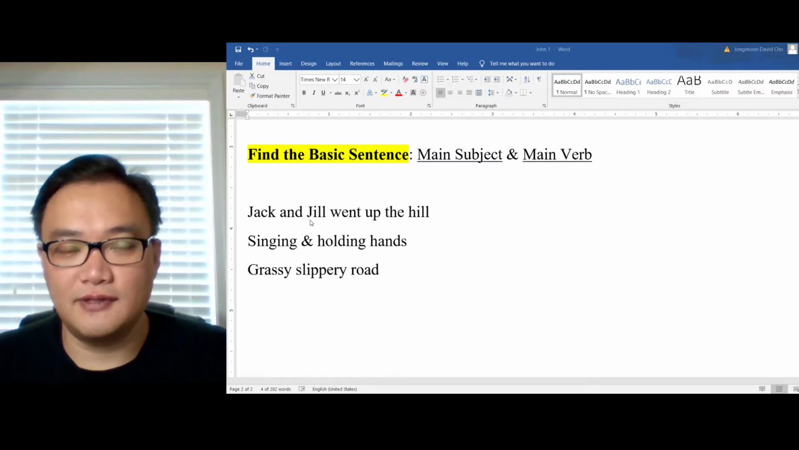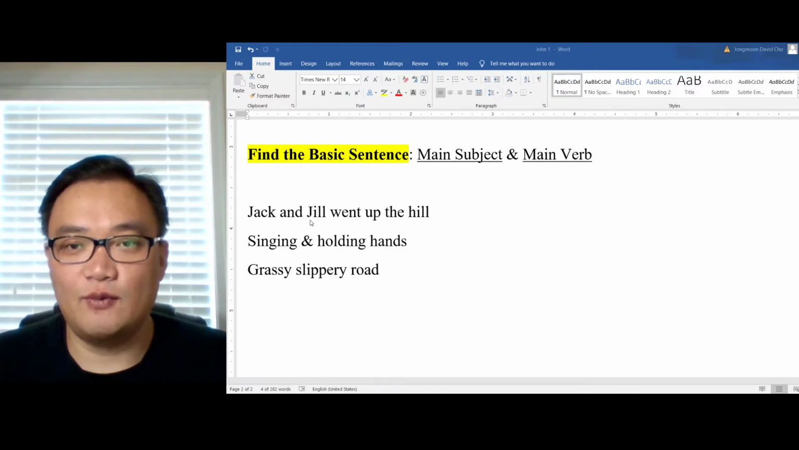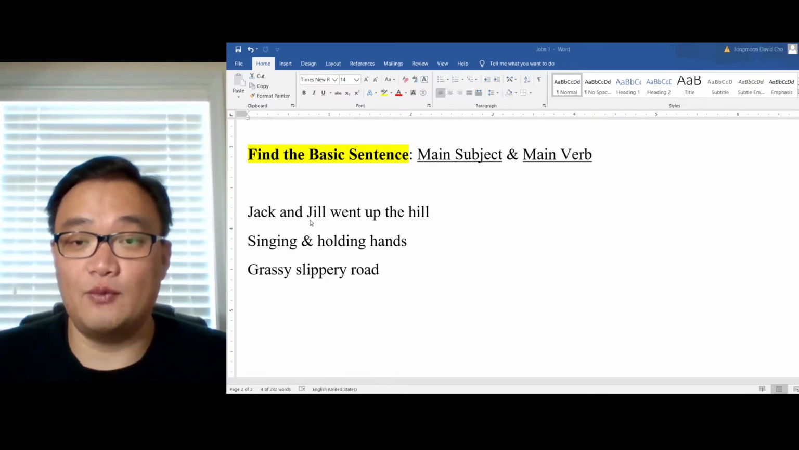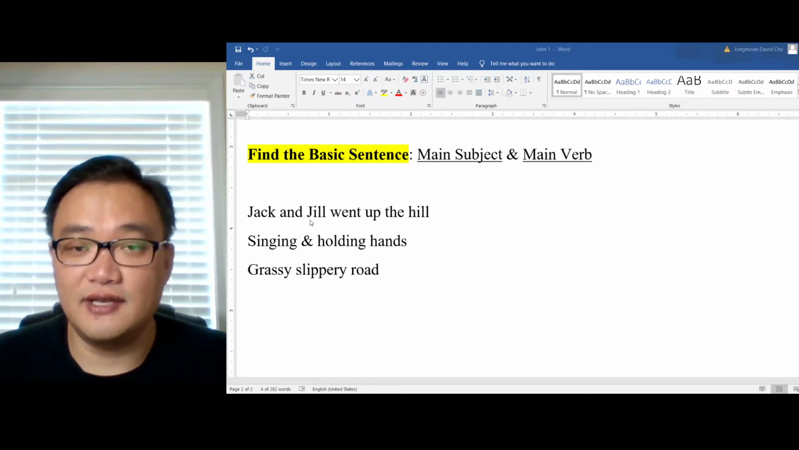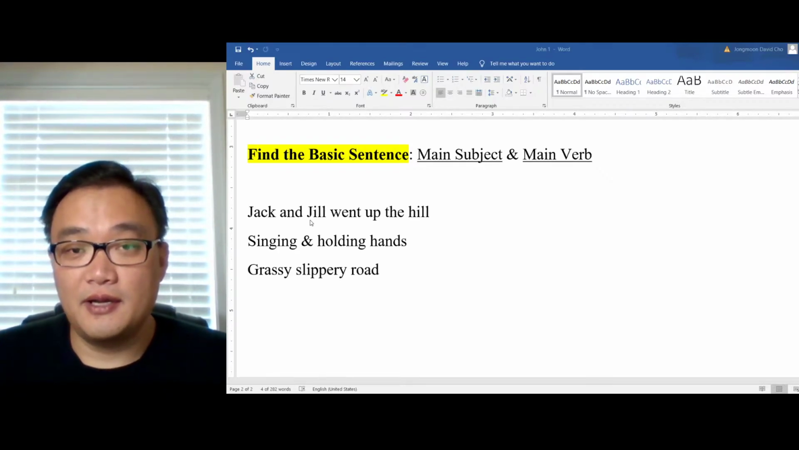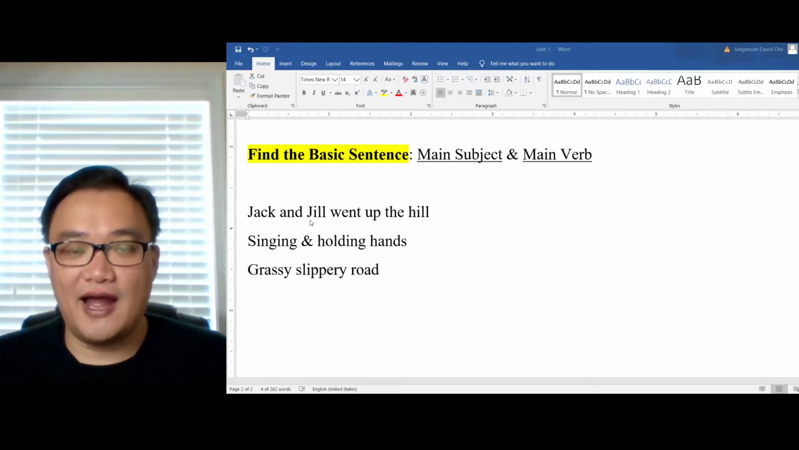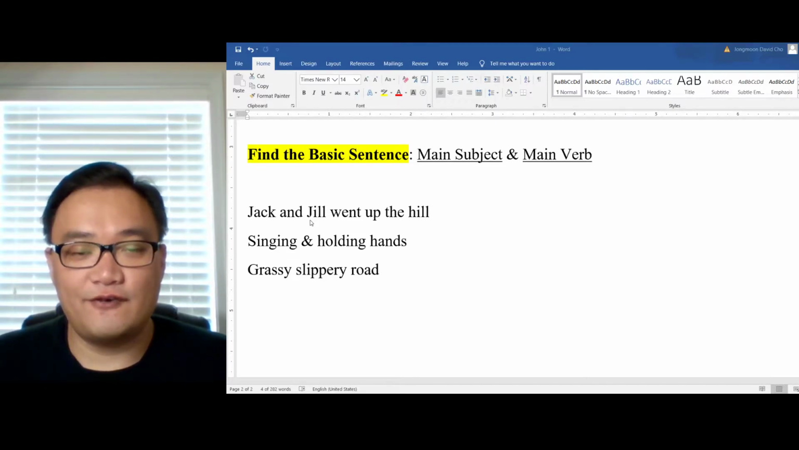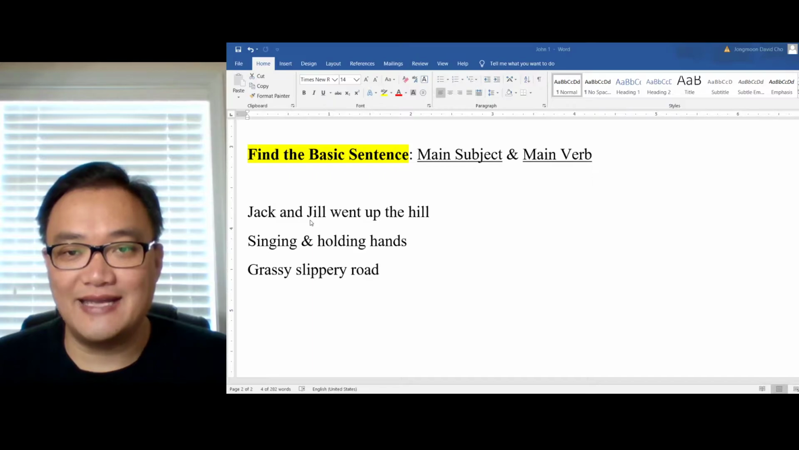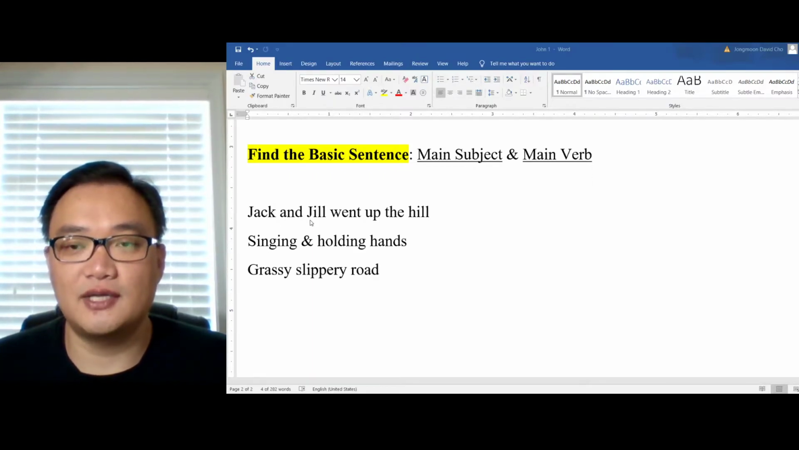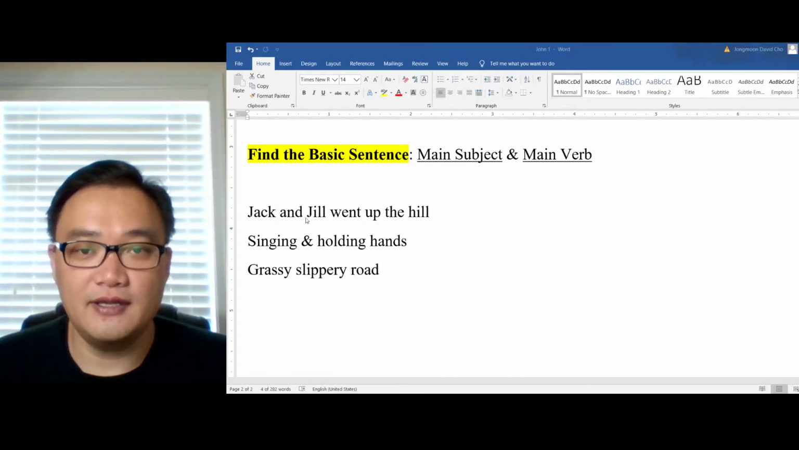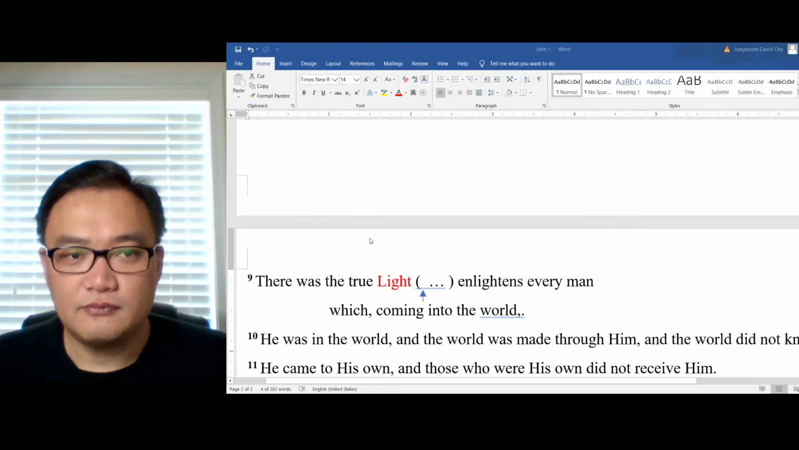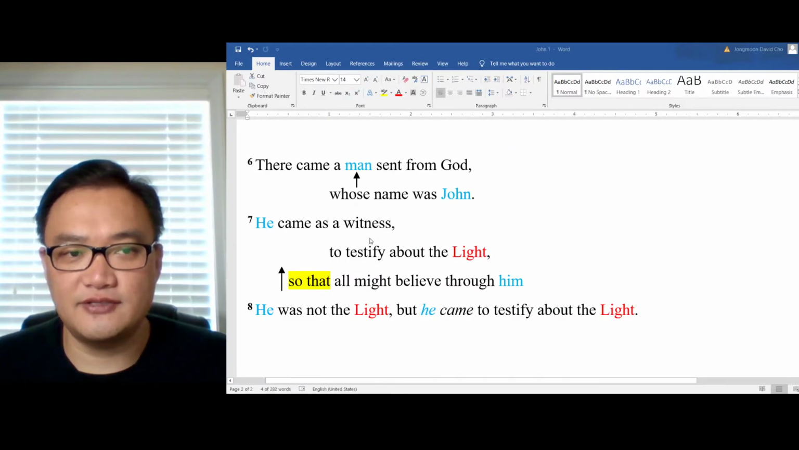But what we want to do, in the midst of the different details that are being told to us, is first identify what the basic sentence structure is. What is the subject? Well, it's Jack and Jill. What's the main verb? They went. And everything else is details. Now, it's not to say that details aren't important, but for the practice of diagramming, the first step we have to take is to identify what the main subject and the main verb is. Okay, so we're going to go into an exercise here.